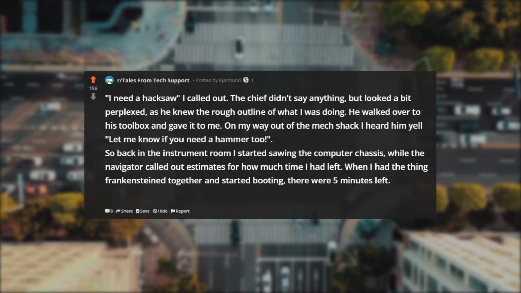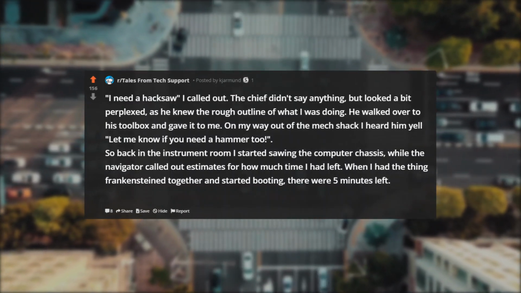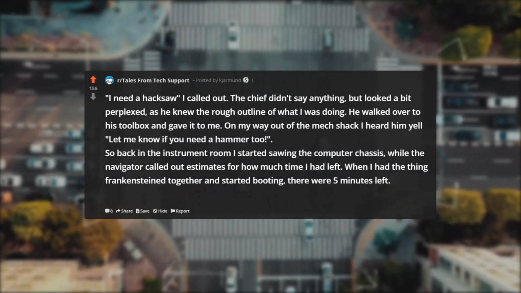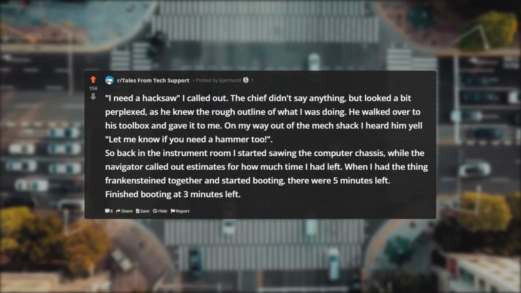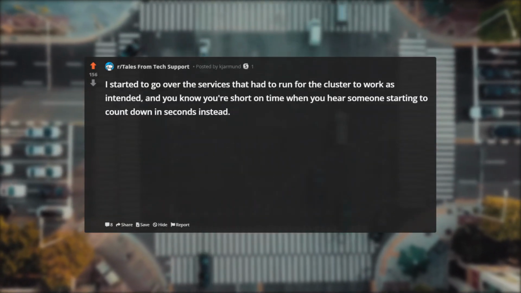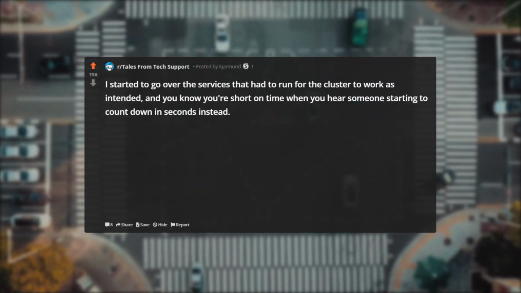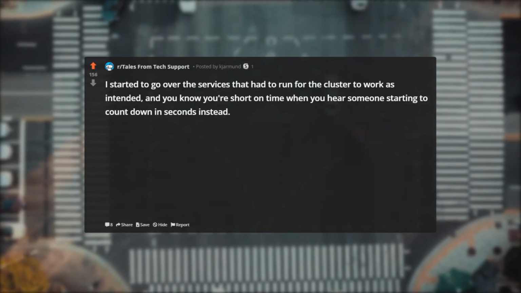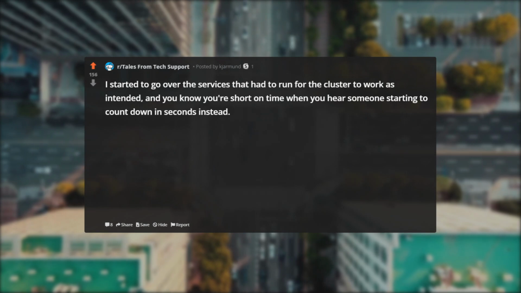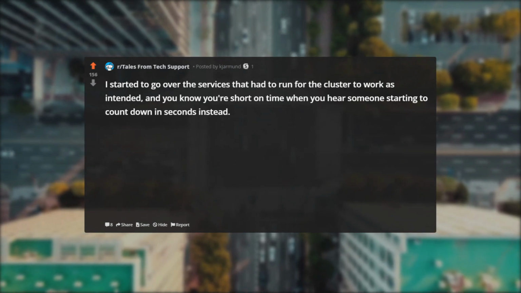When I had the thing Frankenstein'd together and started booting, there were 5 minutes left. Finished booting at 3 minutes left. I started to go over the services that had to run for the cluster to work as intended, and you know you're short on time when you hear someone starting to count down in seconds instead.